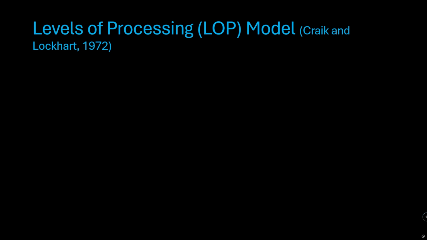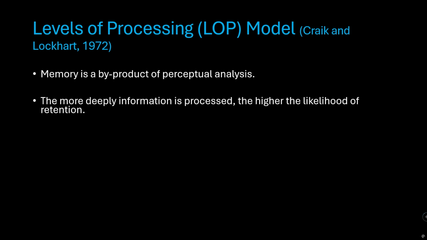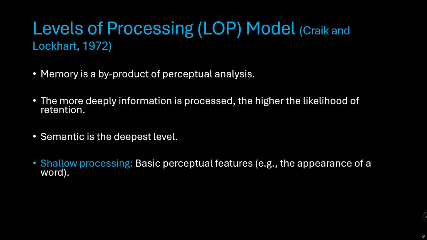So let's look at some different models of memory. The first one that we're going to look at is the Levels of Processing model by Craik and Lockhart, 1972. So according to Craik and Lockhart, memory is a byproduct of perceptual analysis. The more deeply information is processed, the higher the likelihood of retention. Semantic is the deepest level according to Craik and Lockhart.